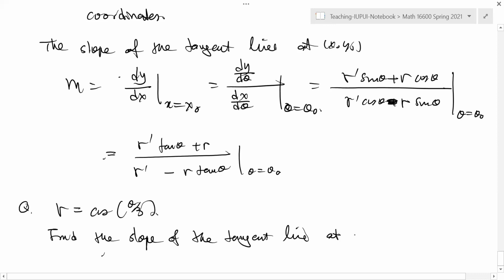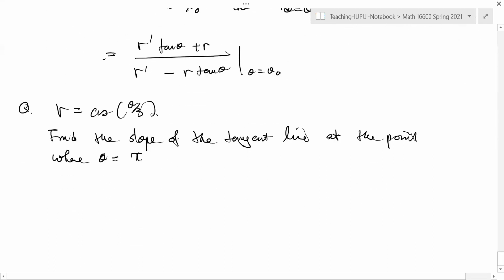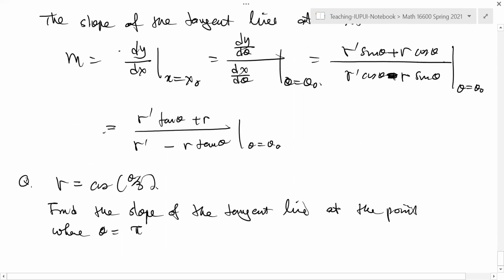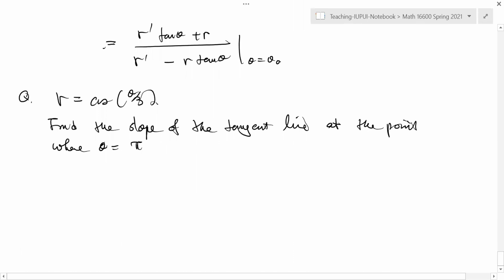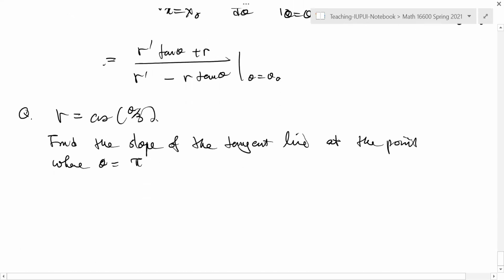At the point where theta equals pi. I don't need to draw the graph. If you want to use the above formula, you can. Otherwise, you can forget about the formula, but you get the parametric equations for the curve.